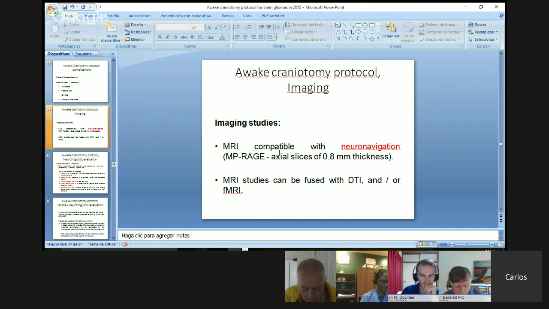On the other side, we must know what imaging studies the patients need before the surgery. We need an MRI compatible with neuronavigation. Our protocol is a T1-weighted axial slice with 0.8 millimeter thickness. In some cases, we can use MRI studies with diffusion and or functional MRI, and we can fuse this image with the routine T1-weighted axial slices.